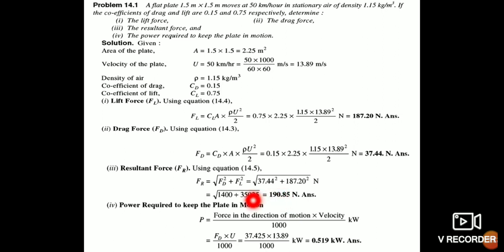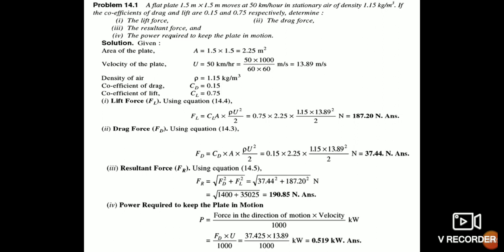Then the power required to keep the plate in motion. That formula is equal to FD into U. Which force is responsible for keeping the plate in motion? It is not the lift force, only the drag force. So only the drag force component is considered to calculate this value. Therefore, P is equal to the force in the direction of motion into velocity divided by 1000, so we get the answer directly in kilowatt. FD we have already calculated, U we also know, and dividing by 1000 gives the answer in kilowatt. So 0.159 kilowatt is the answer.